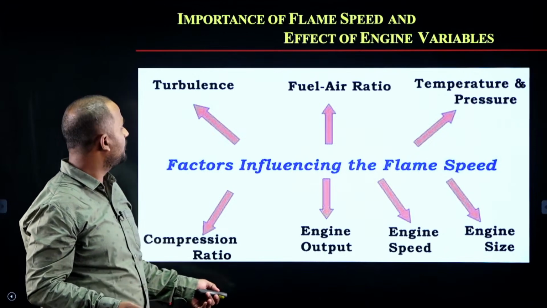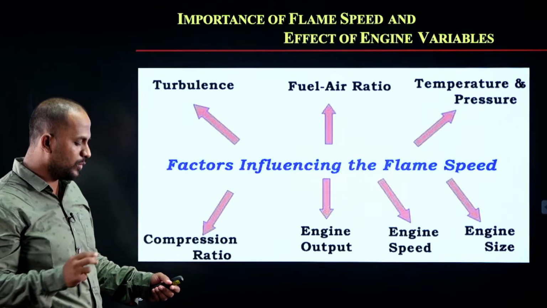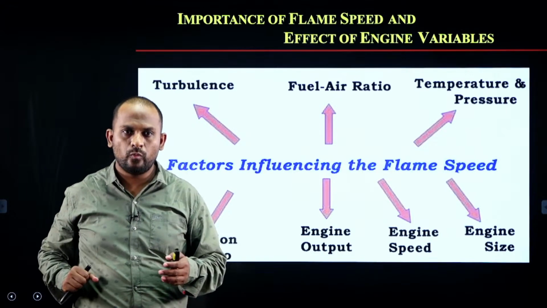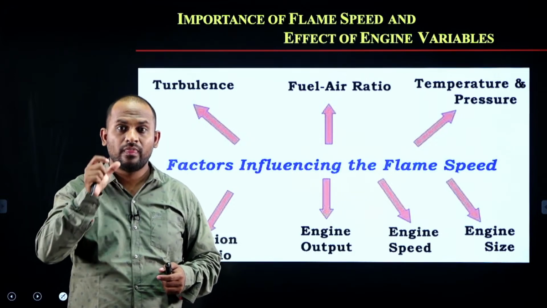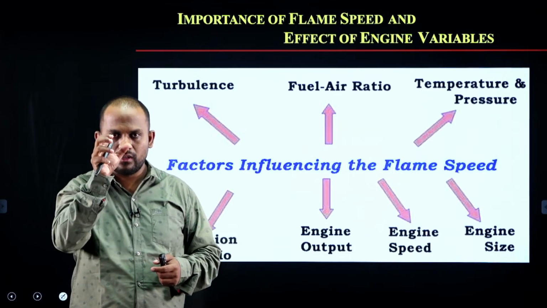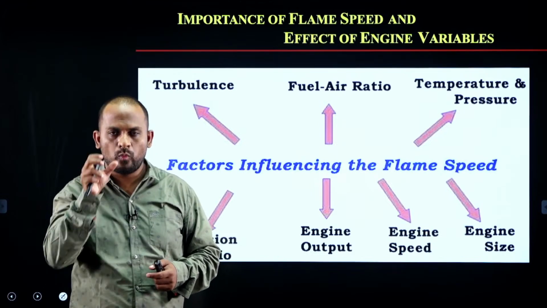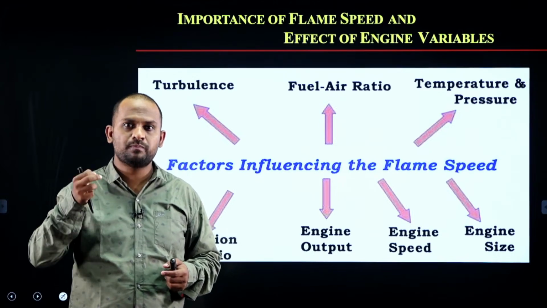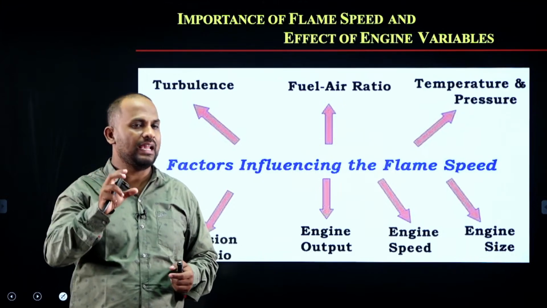Now let us see the importance of the flame speed and the effect of engine variables. First we have to understand what is this flame speed. When a flame is created with the help of a spark plug, that flame will be traveling from TDC to BDC. That is, in the combustion chamber, it is traveling from one end to the other end. While it is traveling, the flame speed should be high, and when the flame speed is high, it will complete the combustion process in less time.